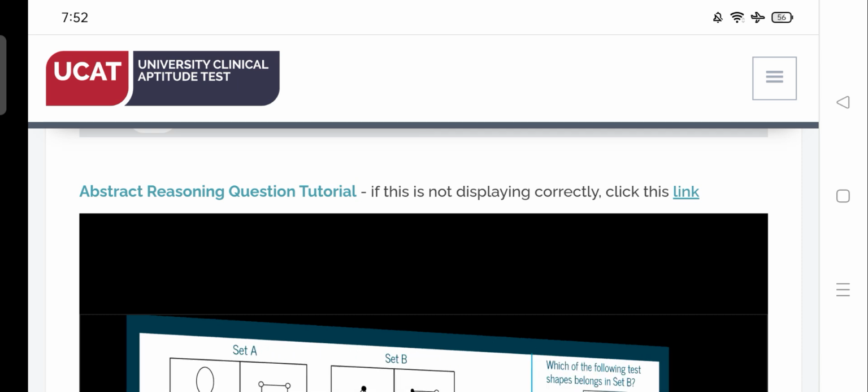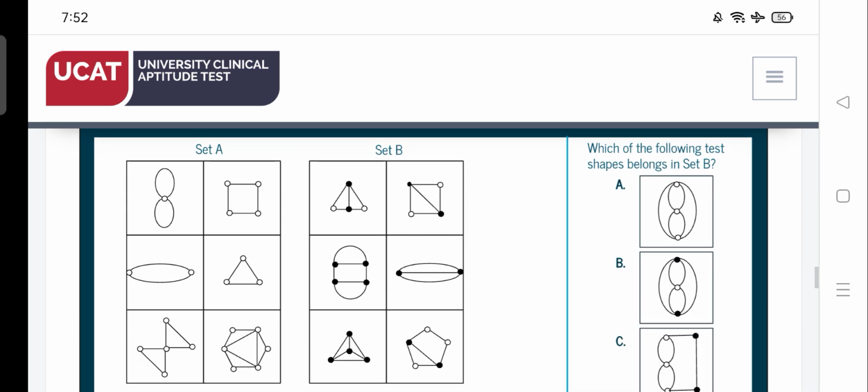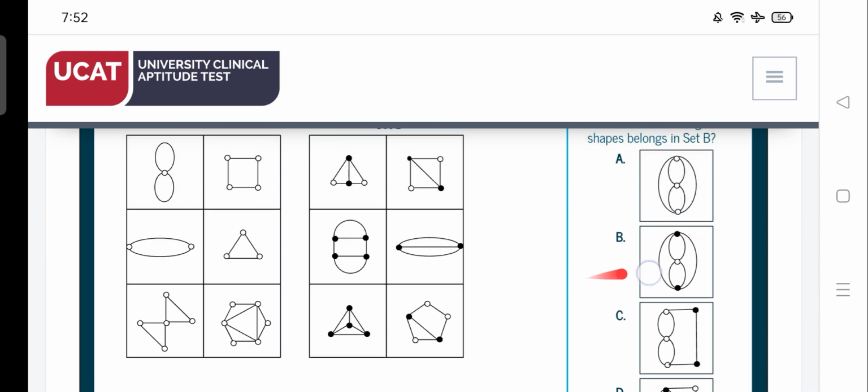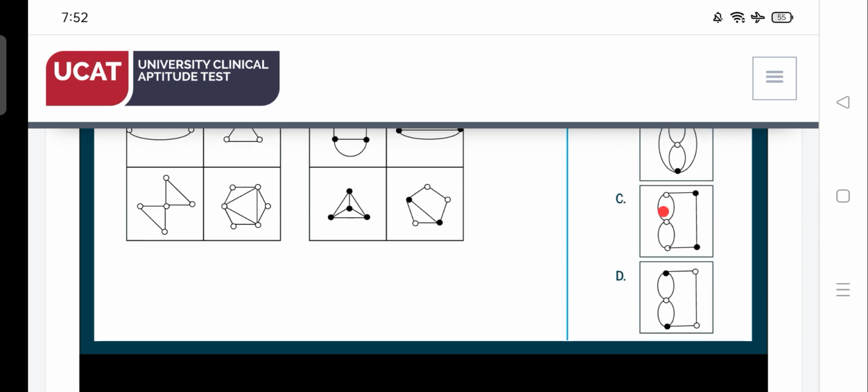So here we have an example of this question. This one is set A and this one is set B. Now you can take a look at these shapes. The question is, which of the following test shapes belongs in set B? They ask about set B, so you have to focus on which type of shapes are included in the set, and then take a look at every option, which one belongs to set B, like this.